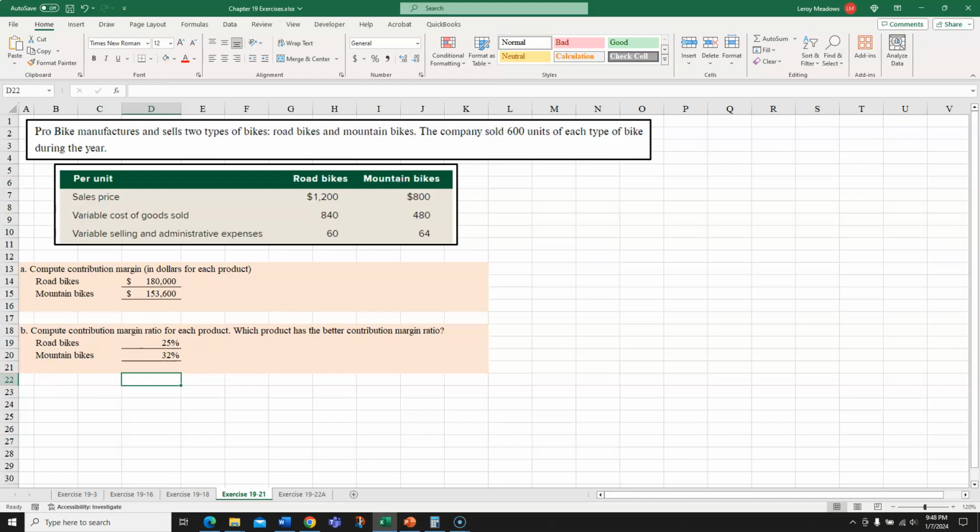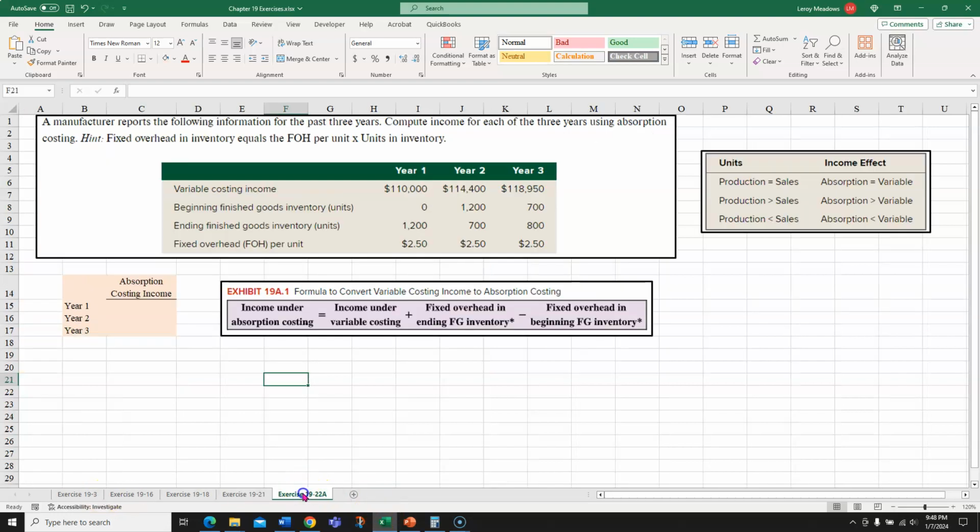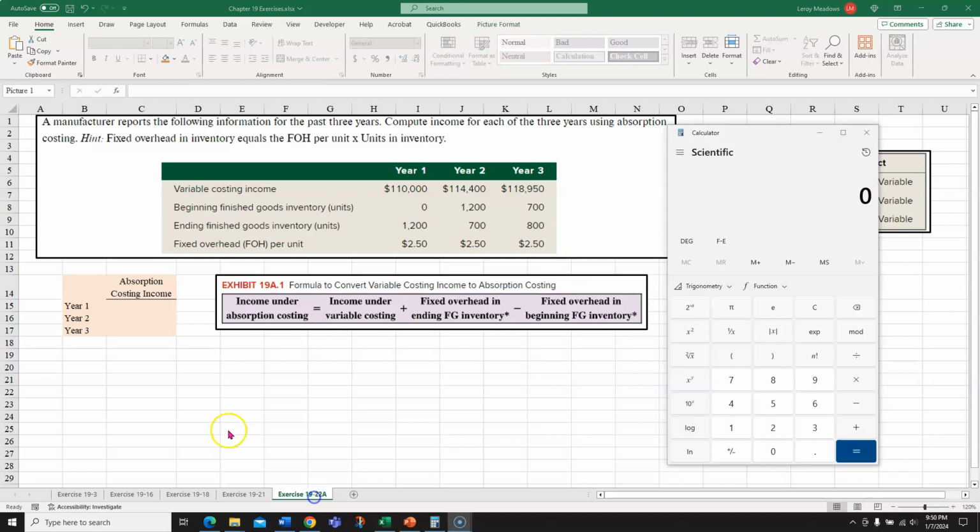Okay, let's look at our next exercise and our last exercise of the session here. A manufacturer reports the following information for the past 3 years. Compute income for each of the 3 years using absorption costing. Hint: fixed overhead in inventory equals the fixed overhead per unit times units in inventory.